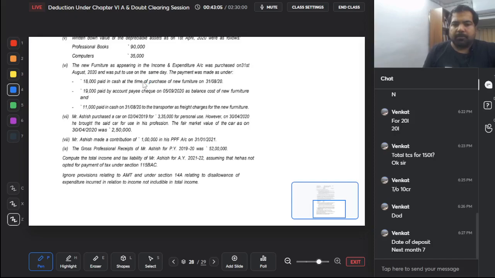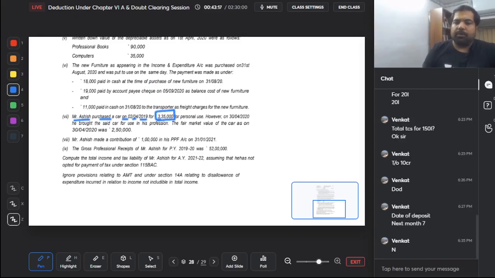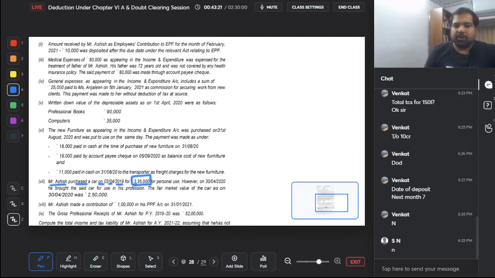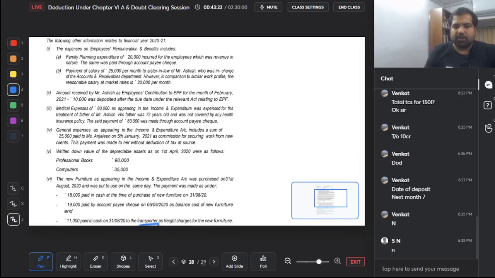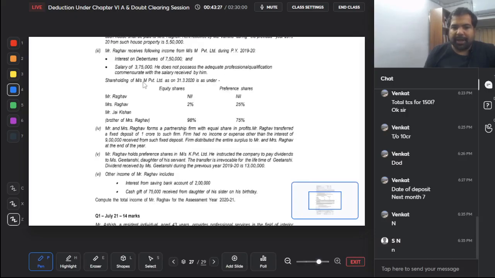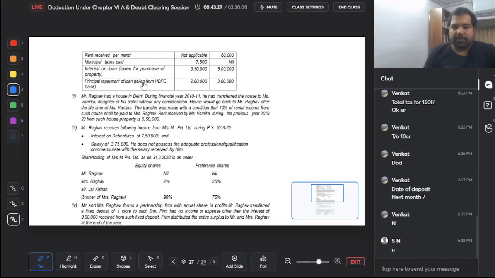Guys, Mr. Ashish purchased a car on 2nd of April 2019 for 3,35,000. Will there be any TCS on this, guys, if you purchase a car for 3,35,000? No. And guys, even from second-hand cars, there is TCS, by the way. But on this, because it's not more than 10 lakhs, this one is not on TCS. But I'm just showing you how it can be asked on TCS as well.